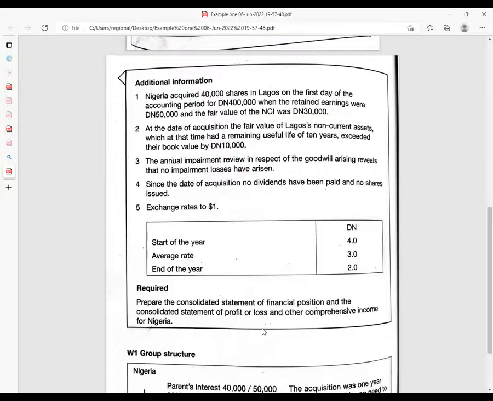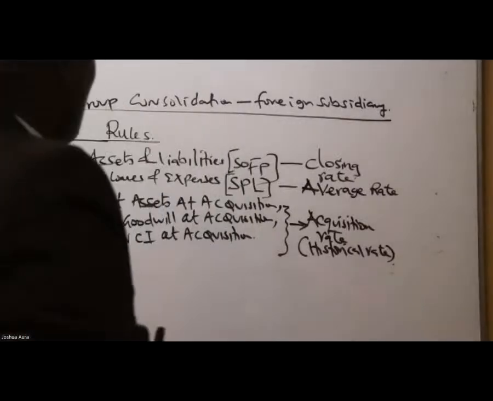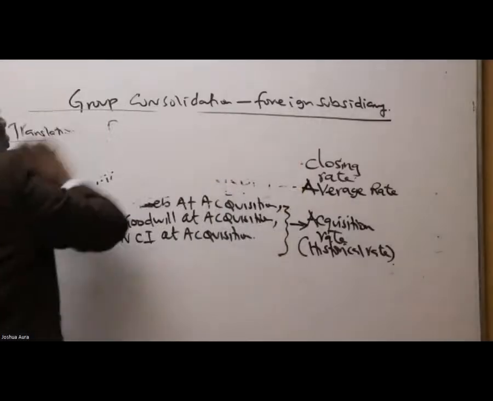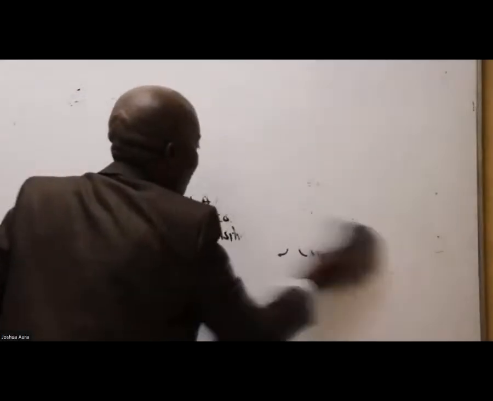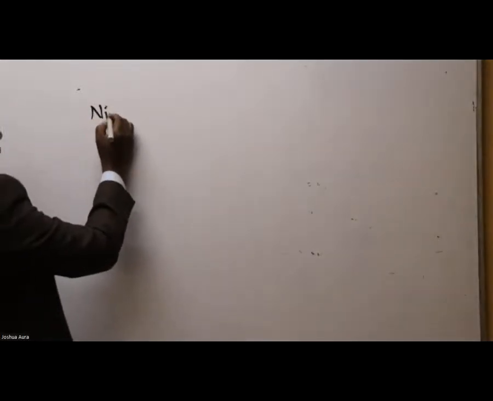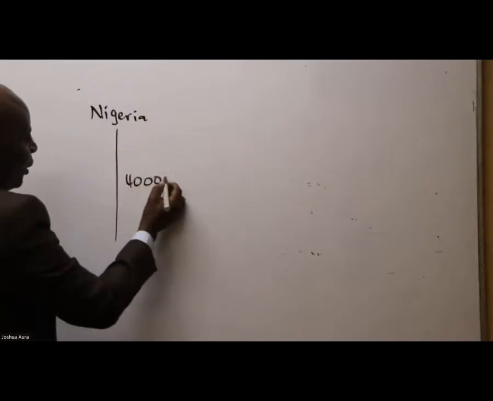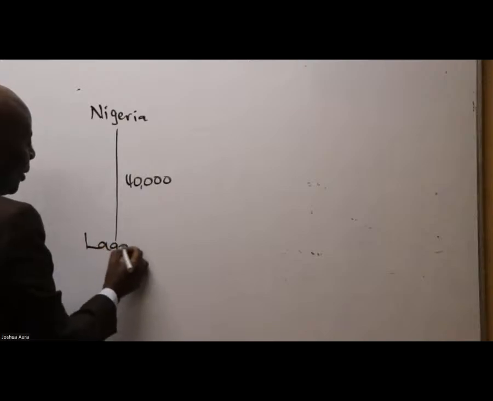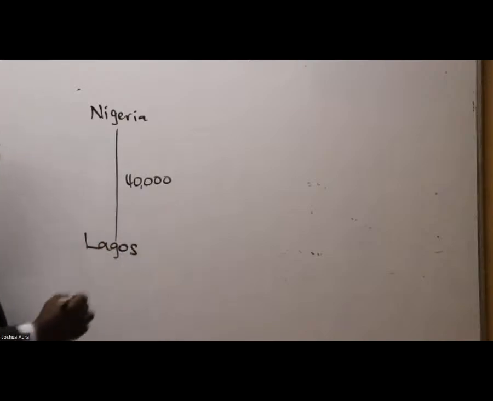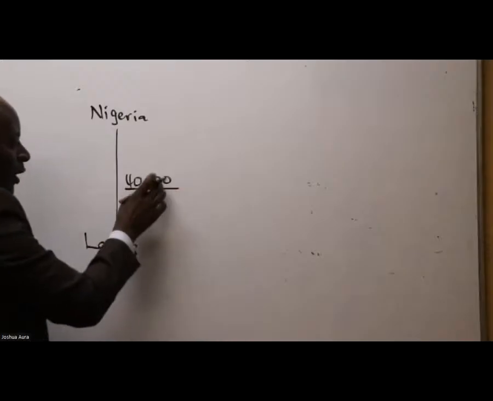We start with the group structure. So Nigeria acquired how many shares? 40,000 shares in Lagos. So Nigeria, a company called Nigeria, acquired 40,000 shares of a smaller company called Lagos. I'm interested in knowing the percentage of this investment.